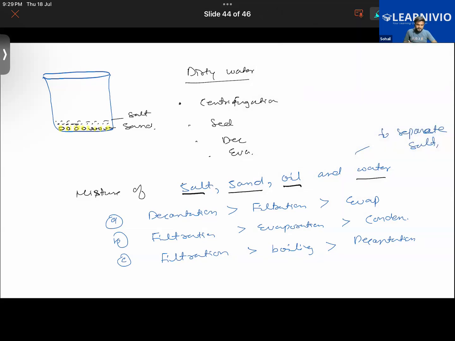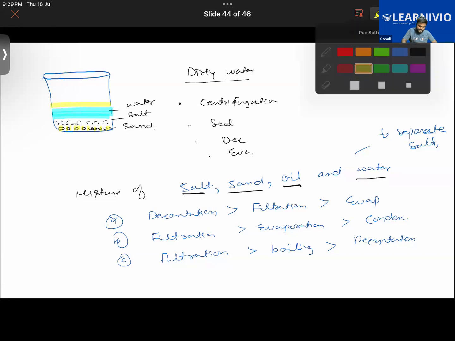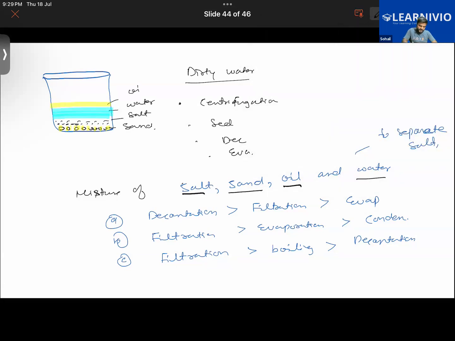After this, oil? No, you guys forgot about water. Oil is lighter than water. Good. So after salt you'd be having water, and finally oil will be floating on the top. Okay, so I need to separate the salt from it. I have nothing to do with sand.